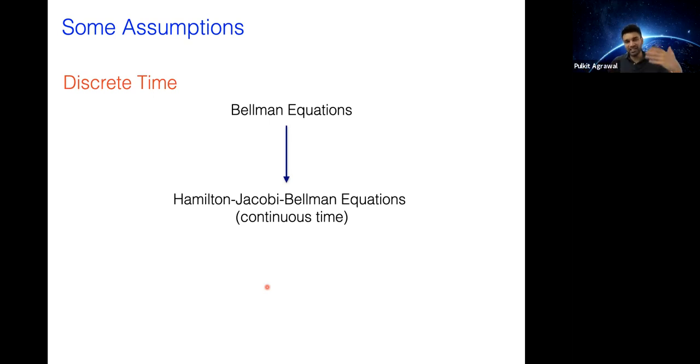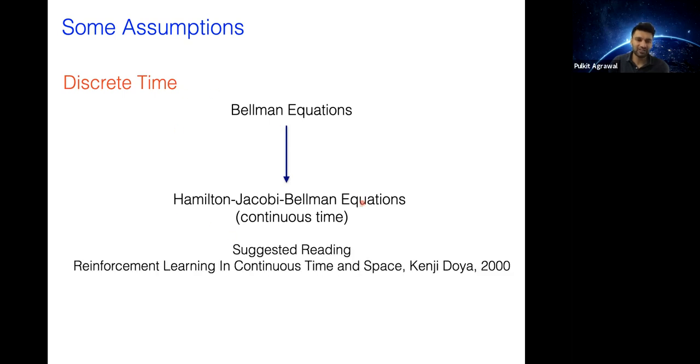So there are three things that you could discretize: time, state space, and action space. We looked at what would happen if my state and action spaces are continuous or discrete, but in all the algorithms we did until now, we assumed discrete time. Just like we have Bellman equations in discrete time, in continuous time we have the Hamilton-Jacobi-Bellman equations. If you're interested in knowing more, I recommend the paper Reinforcement Learning in Continuous Time and Space by Kenji Doya.